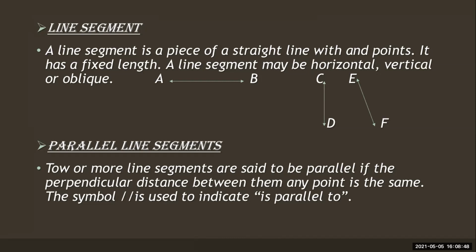Parallel line segment. Two or more line segments are said to be parallel if the perpendicular distance between them at any point is the same. The symbol double slash is used to indicate is parallel to.